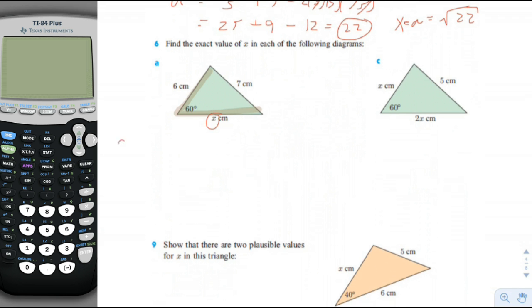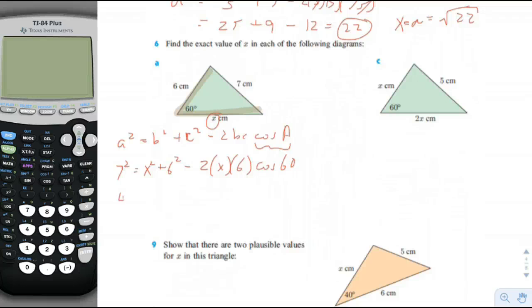So, let's see. If we have this form, a squared equals b squared plus c squared minus 2bc cosine A, cosine A is going to be cosine of 60, okay, and B and C are going to be 2 times x times 6, and then C squared is going to be 6 squared, and B squared is going to be x squared, and A is going to be 7 squared. So that's equal to 49 equals x squared plus 36 minus 12x.